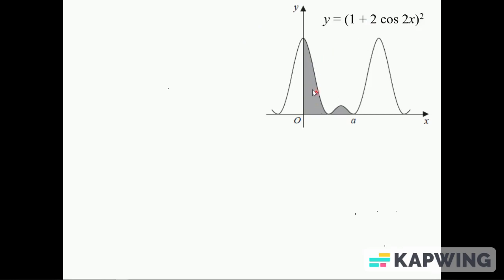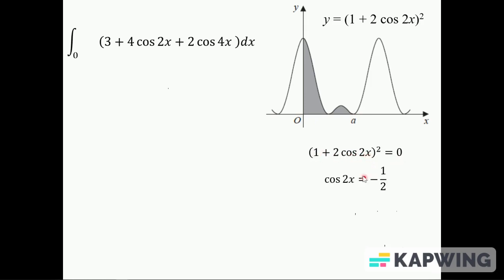So we're finding this area. We're going to integrate this, which we've turned into this, between 0 and a. The first thing we're going to do is find out what the a is. I know that where the graph hits the x-axis, in particular where a is, the y is equal to 0. So I've got that bracket squared is 0, which means that the bracket must be 0, so the cos 2x must be minus a half.